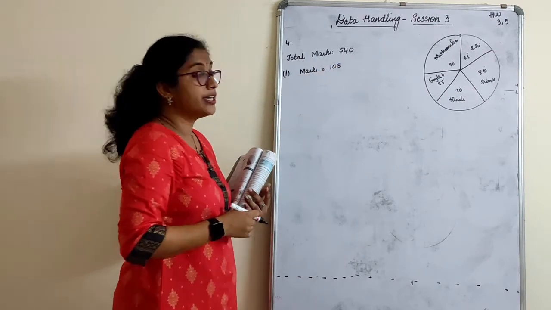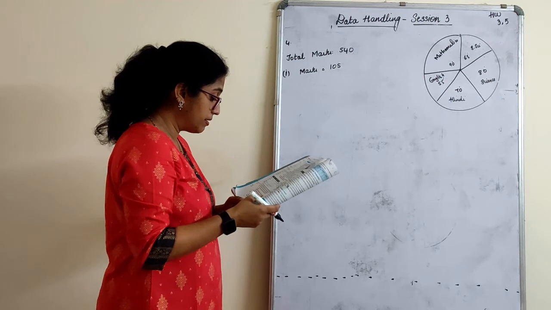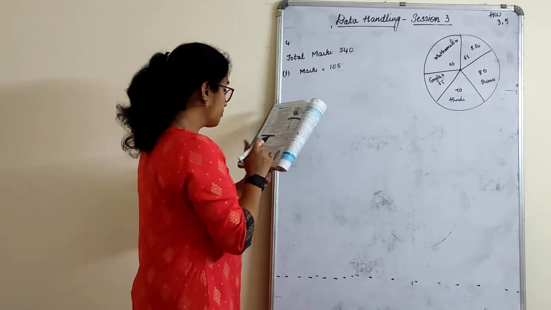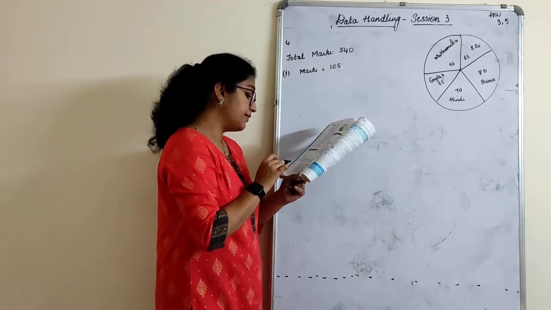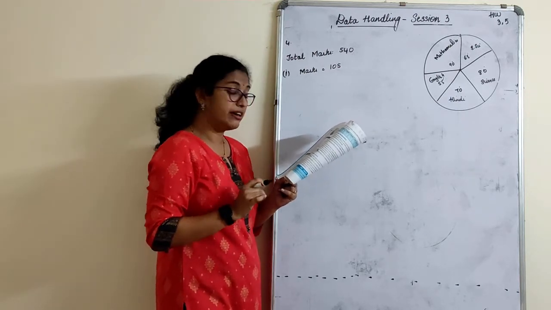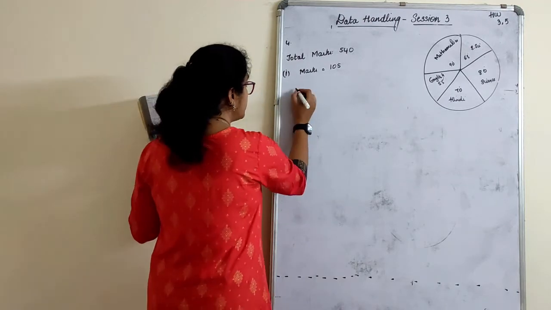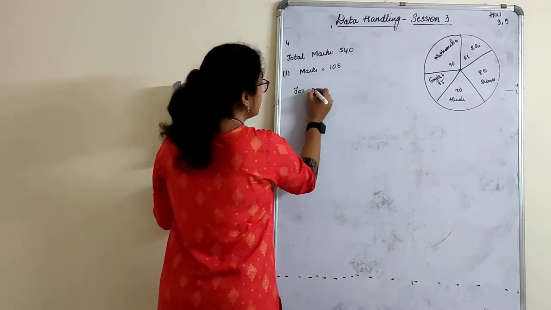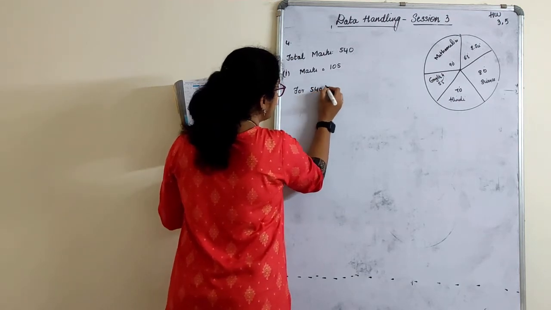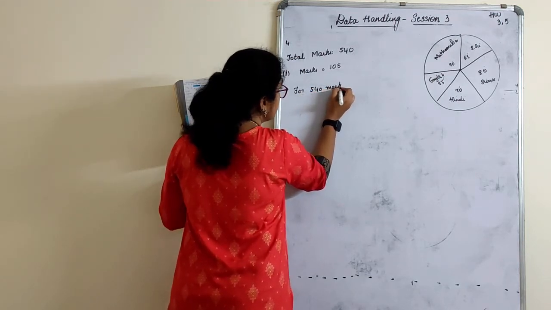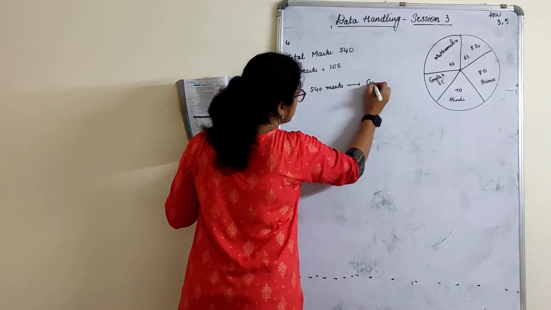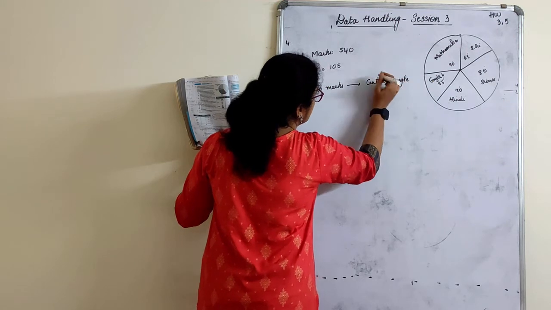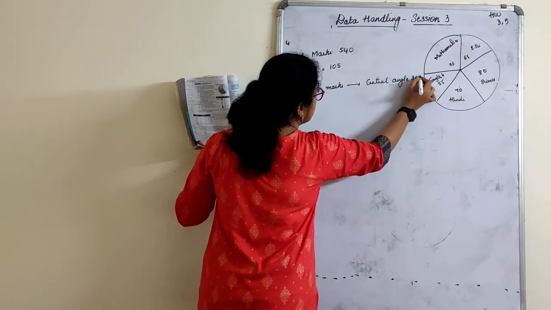So in which subject did the student score 105 marks? The hint they have given here is, for 540 marks the central angle is 360. Let's go with this. For total marks, it is 360, correct? For 540 marks, the central angle, the complete angle, is 360 degrees.